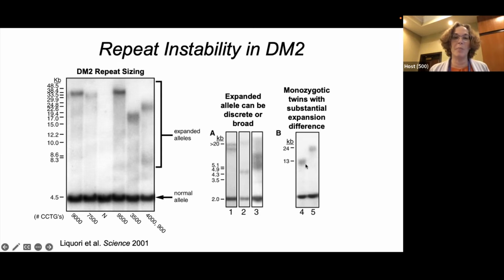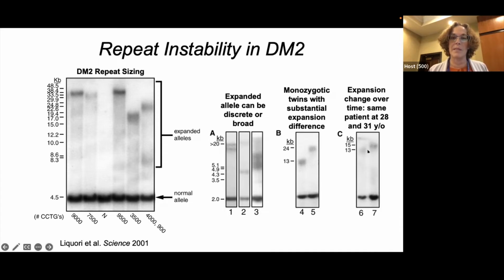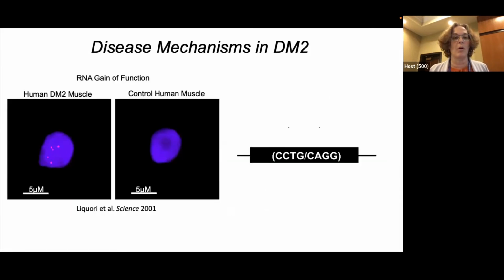This is an example of monozygotic twins that were collected a long time ago when I was working with John Day, and you can see that they have repeat lengths that are quite different in size. This is a repeat expansion from the same individual that was taken first at 28 years of age and then later at 31. So the repeat length is growing over time.